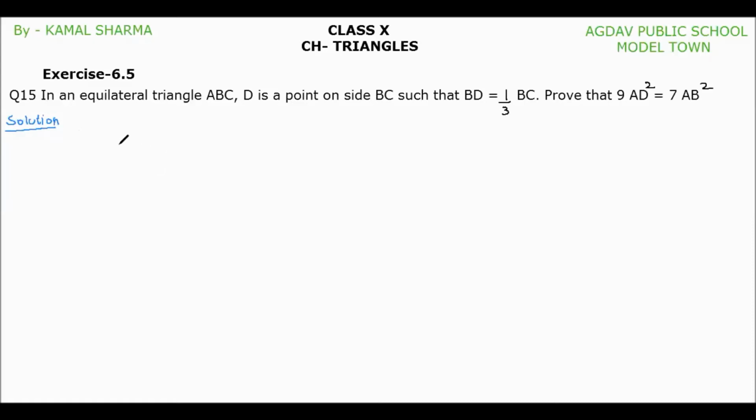Let's start question number 15. Question says, in an equilateral triangle ABC, D is a point on side BC such that BD equals 1 by 3 BC. Prove that 9AD square equals 7AB square.